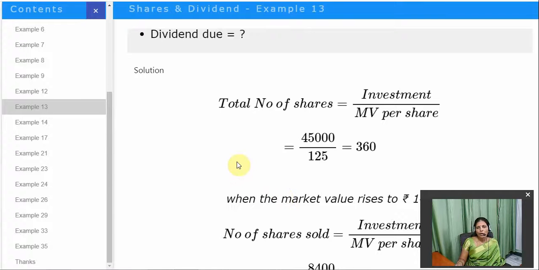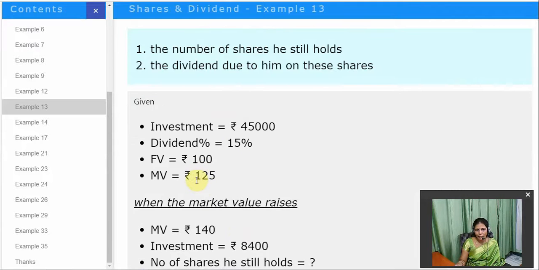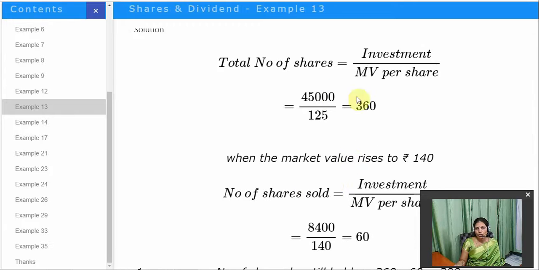Now he invested 45,000 in the market. So how many shares did he buy out of that? The total number of shares is equal to investment by market value per share. So investment is 45,000, and market value per share in the beginning is 125. When you substitute, you get 360. Now he has 360 shares in his hand.